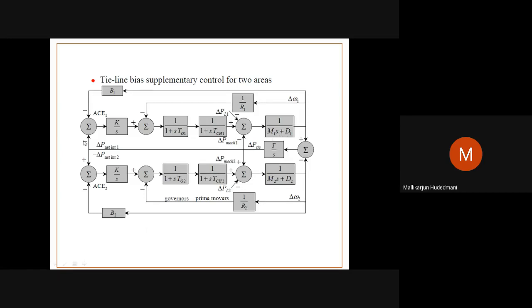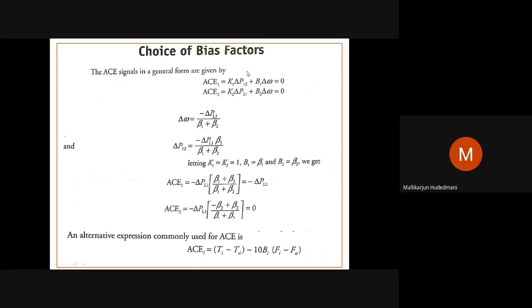Rest all is very similar. Another block diagram, book to book, a small change you will notice. Then you just see here, ACE, how it is being done.